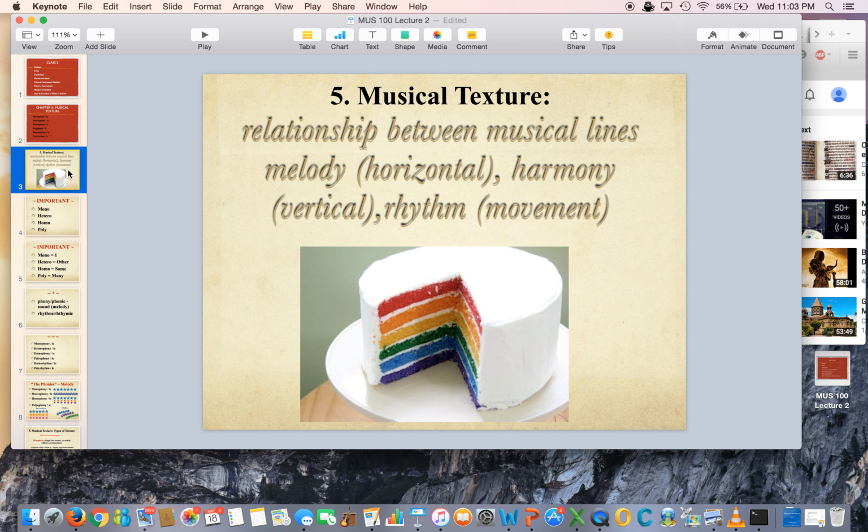When I'm talking about musical texture, I'm talking about the relationship between musical lines. We've already talked about that you have melody, which is horizontal, and harmony, which is vertical. And we're adding to this rhythm, which has movement and propels the music forward.